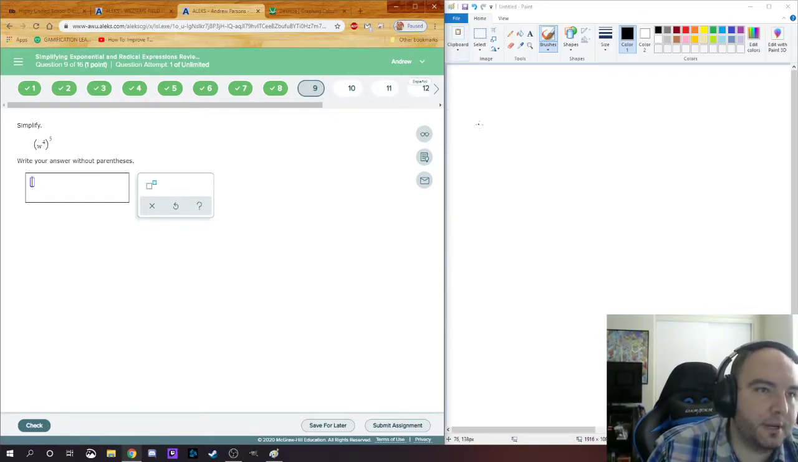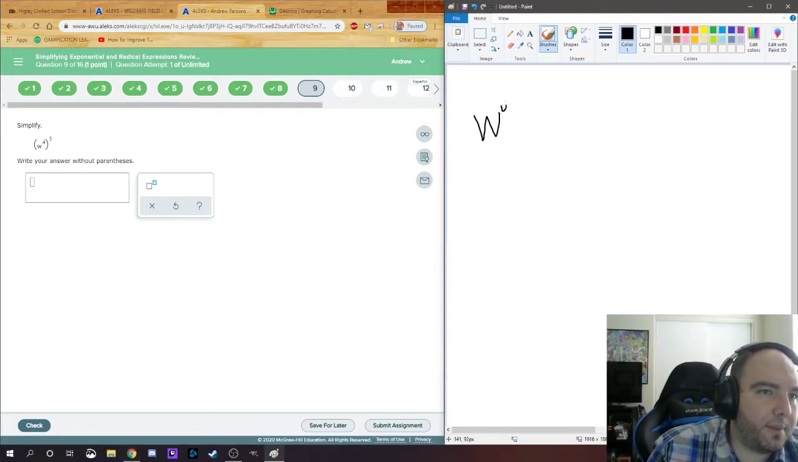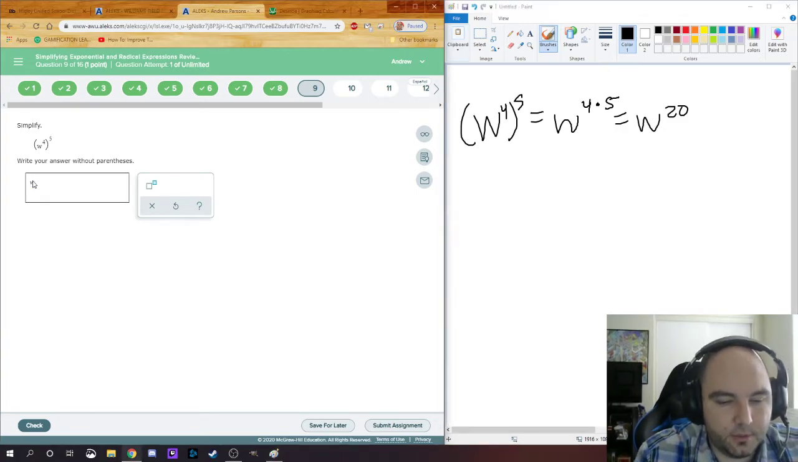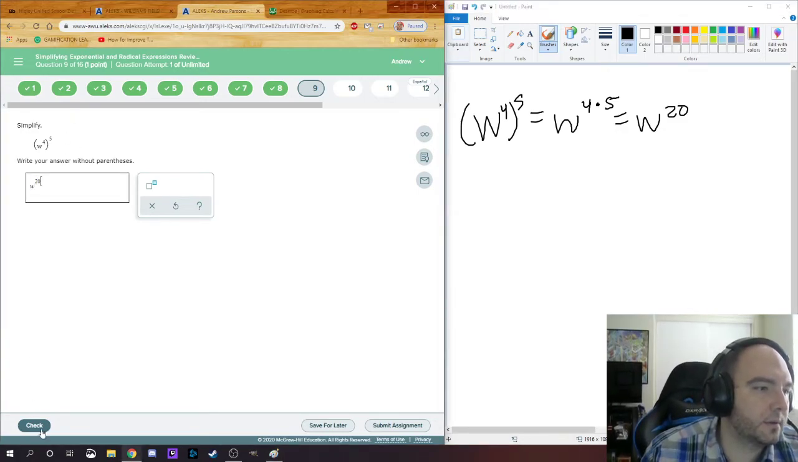All right, new property. New property says when you have a power to a power, you multiply the powers. So you get w to the 20. There's your answer right there. W to the 20.